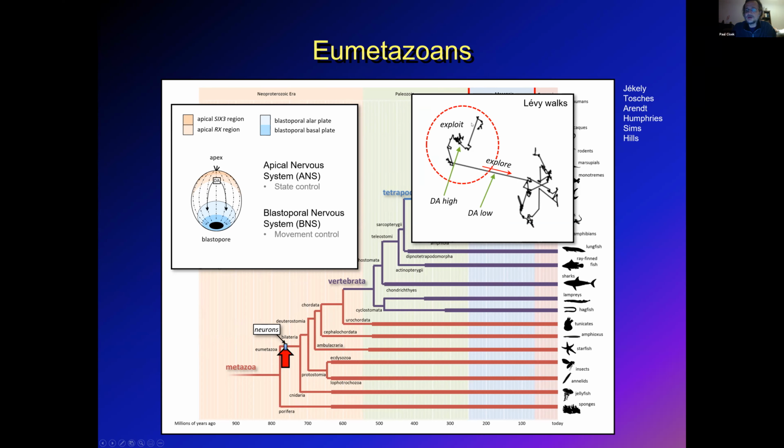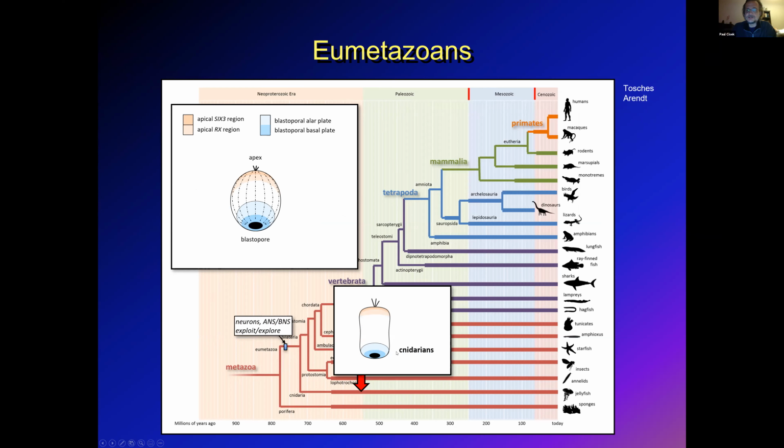So when things are good and you're absorbing nutrients quickly, dopamine is high and you stay locally. But if dopamine drops, letting you know that you're not absorbing nutrients quickly enough, then you start making longer range movements. And he argues this is true for pretty much all animals with neurons. So the proposal is that the apical nervous system is sensing the state that you're in, and through dopamine controlling the blastoporal nervous system to make movements that move you locally versus more vigorously move you to a new site.